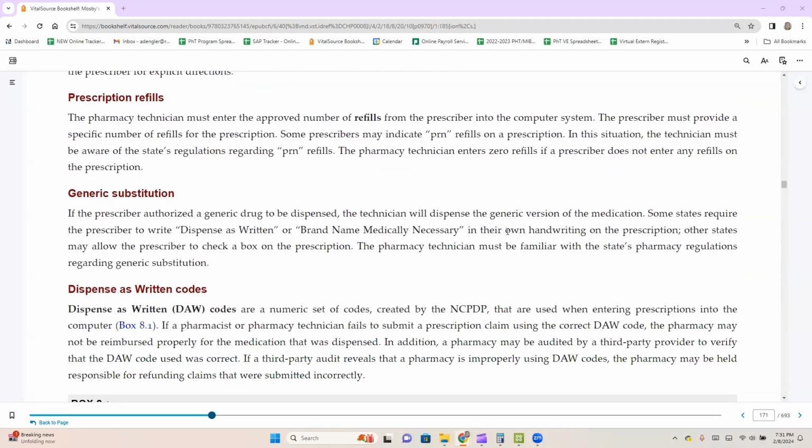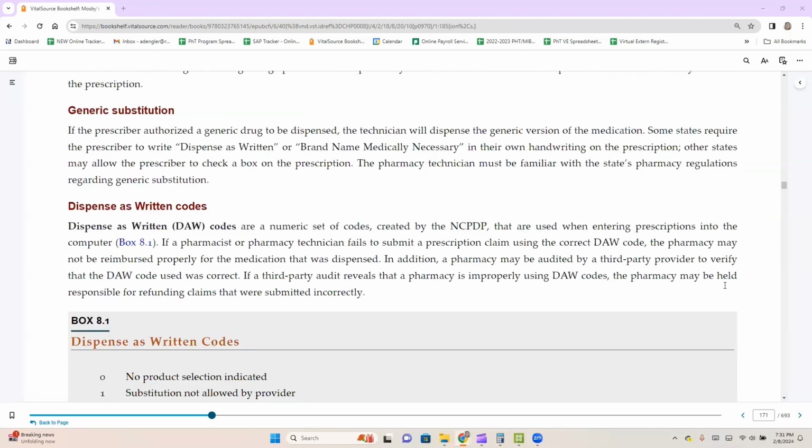If a prescriber authorized a generic drug to be dispensed, the technician will dispense the generic version of the medication. Some states require the prescriber to write "dispense as written" or "brand name medically necessary" in their own handwriting on the prescription. Other states may allow the prescriber to check a box on the prescription. The pharmacy technician must be familiar with the state pharmacy's regulations regarding generic substitutions.